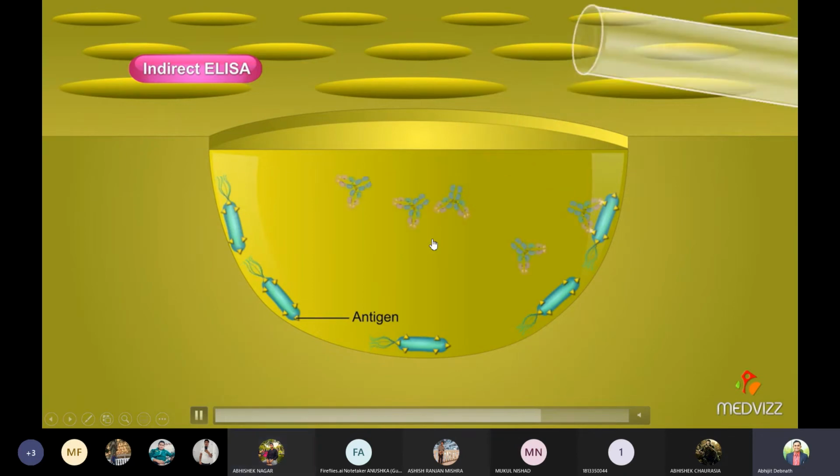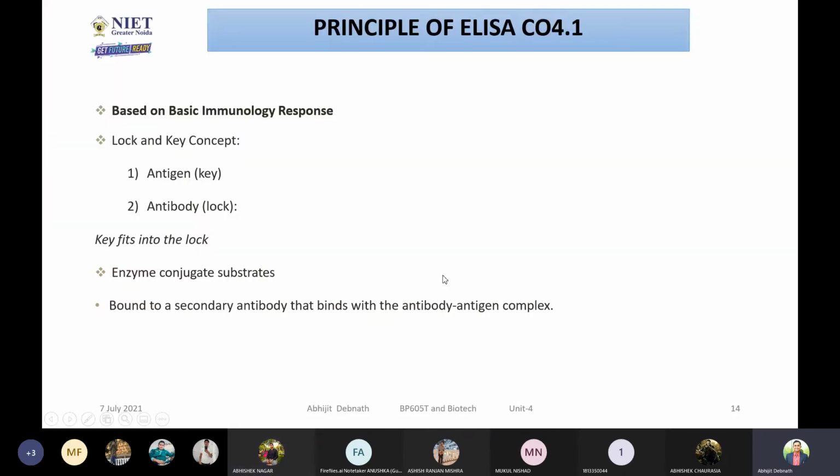So this is the way you can do the ELISA. Now let me tell you much more things. So I hope whatever I have now written in the principle is very much easier for you, because it is based on the basically lock and key concept. So antigen will be the lock and the key is the antibody.